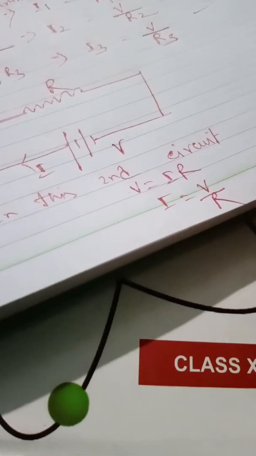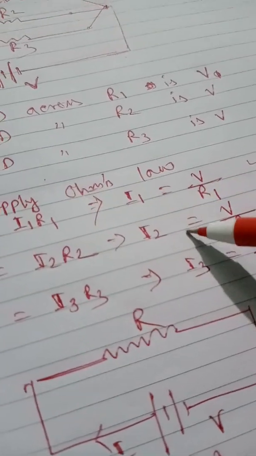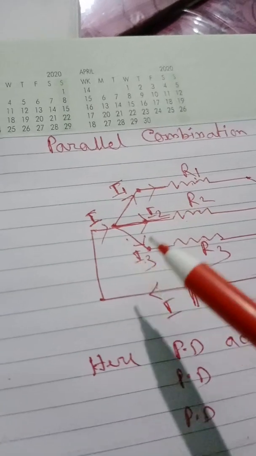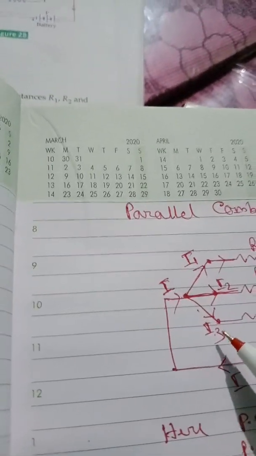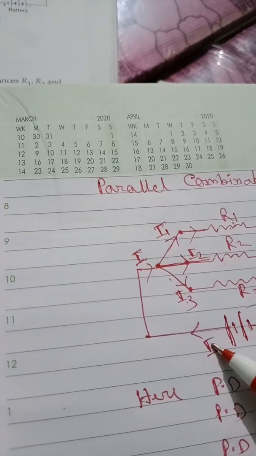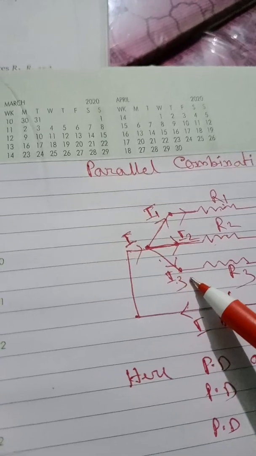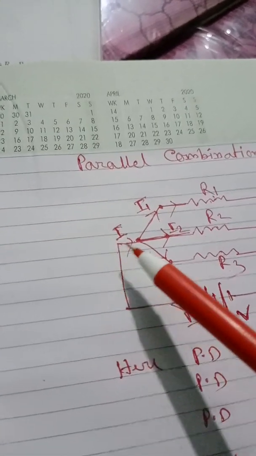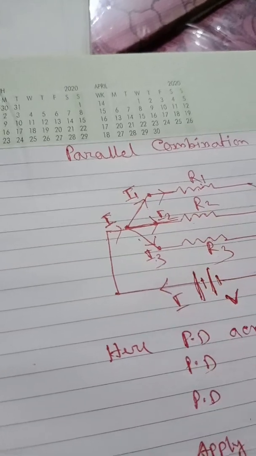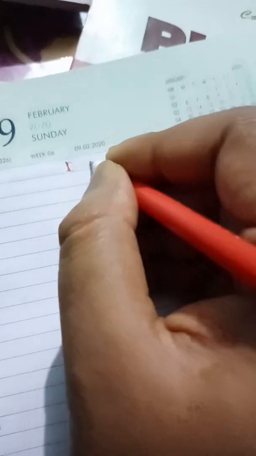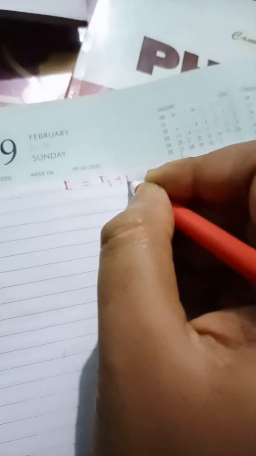Now here we get I1, I2, I3, but just think about why we get I1, I2, I3. That is due to the current I. Here I reaches this point, then from the I, we get I1, I2, I3. So we can write I is equal to I1 plus I2 plus I3.